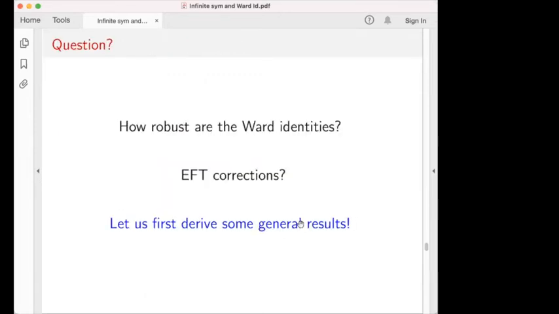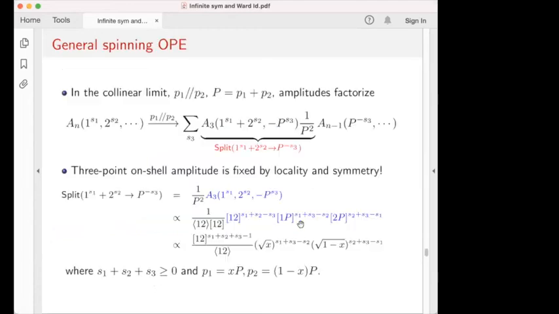Finally, let me mention some general results. So far we were mainly discussing this with graviton, but actually many results can be generalized. In particular, I will derive the OPE for general spins. As I said before, this OPE can be derived from the collinear factorization.